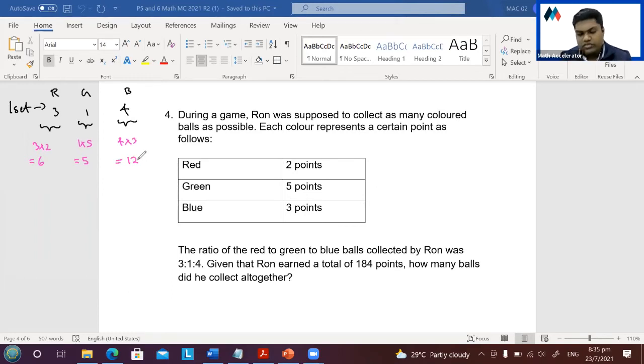So what's the value of one set? Just take 6 plus 5 plus 12. Okay, you will get 23. So one set, I'll have 23 points. So how many sets will I get a total of 184 points? Can you type in the chat?